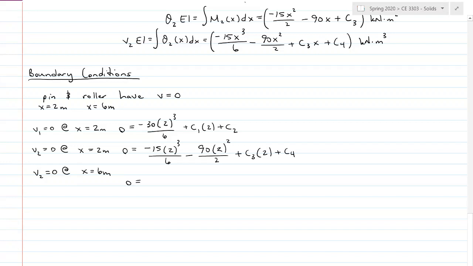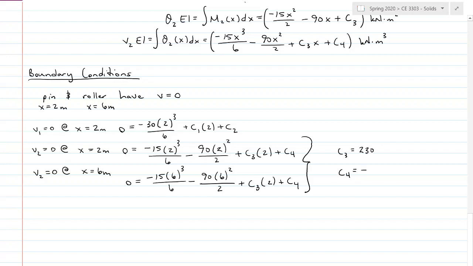I'm going to scooch this down. Negative 15 times 6 cubed divided by 6 minus 90 times 6 squared divided by 2 plus C3 times 6 plus C4. Hey, I've got two equations and two unknowns, and using whatever system of simultaneous equations makes you happy, we find that C3 is equal to 230 and C4 is equal to negative 300. Now I'm still stuck with C1 and C2 that I don't know.